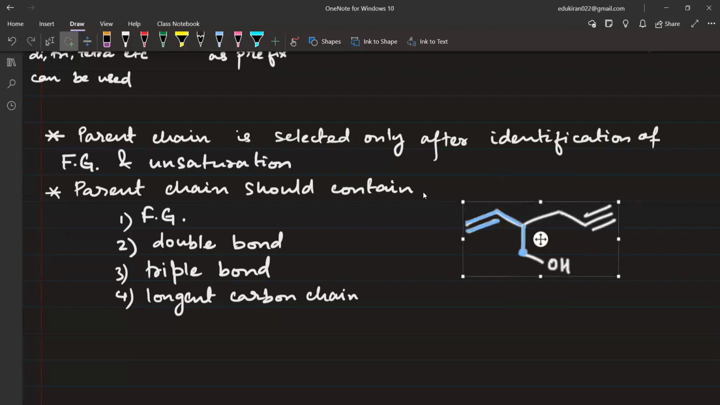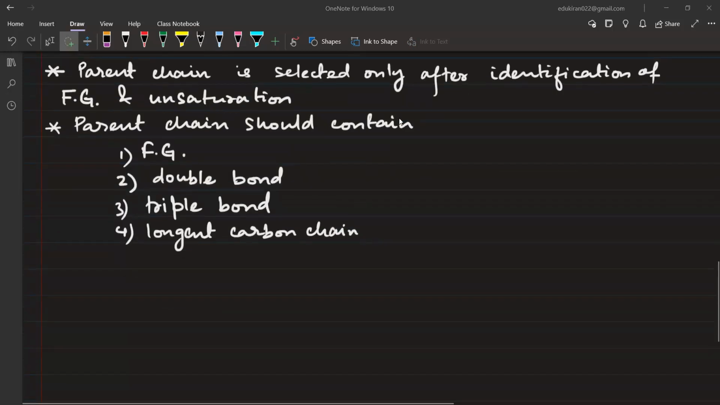Now next thing is, अगला जो आपका बड़ा इशू आता है नंबरिंग में आता है. किसमें आता है? नंबरिंग में आता है ना? तो नंबरिंग के लिए भी बिल्कुल सेम रूल है जो आपके पास पेरेंट चेन के लिए.